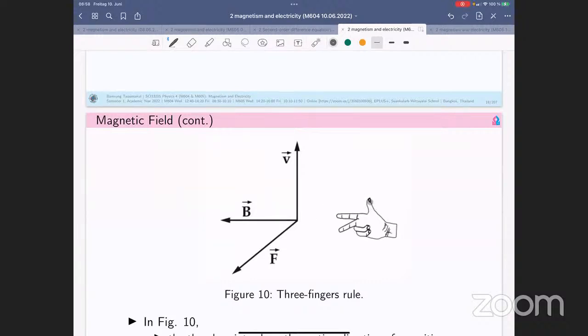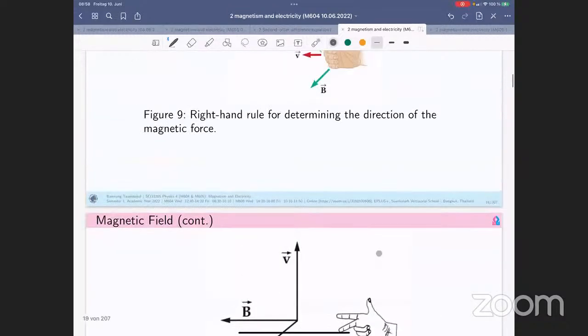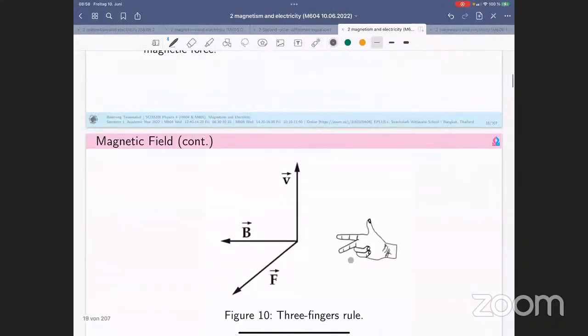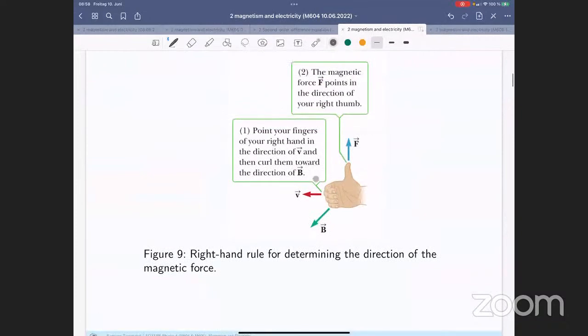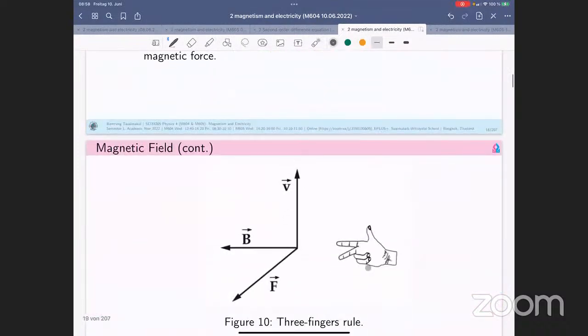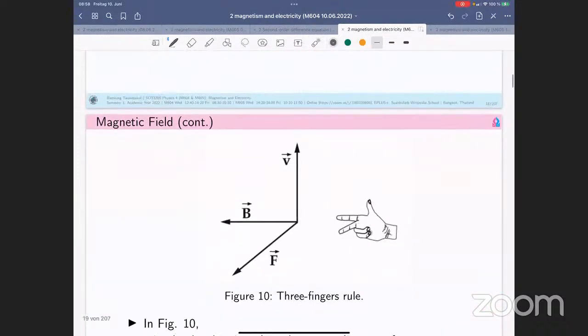And you use your thumb to represent the vector V, and after that the middle finger will represent the direction of the force. Okay, this is the three fingers rule. It is quite close to the right hand rule, right? I don't know which one you prefer. For me, I think this one is quite simple and easy to understand, but maybe you are the son of Albert Einstein, maybe you prefer this one.